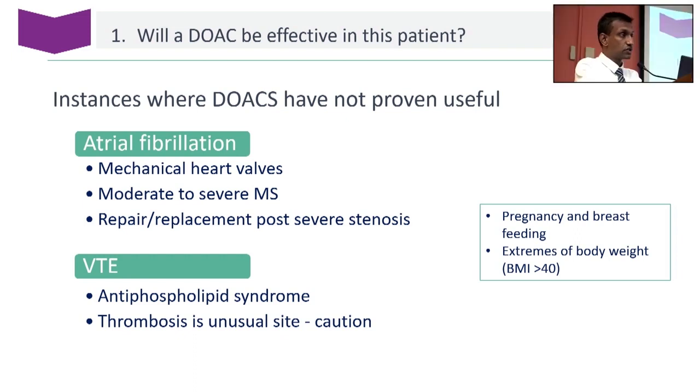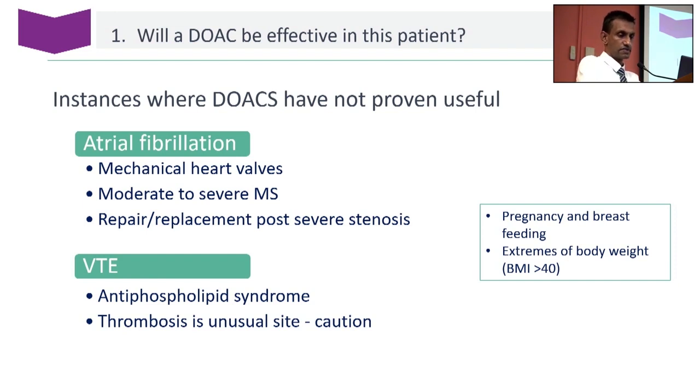Thrombosis at unusual sites. So what I mean by this is superficial vein thrombosis, portal vein thrombosis, and cerebral venous sinus thrombosis. Now these patients were also poorly represented in the main trials, but we have emerging evidence that the DOACs are useful in this patient setup. However, a word of caution: when you have especially extensive thrombosis, portal vein, splanchnic vein, all those extensive thrombosis at an unusual site, I would be hesitant to start a DOAC because we don't have enough experience with those kind of thrombosis.